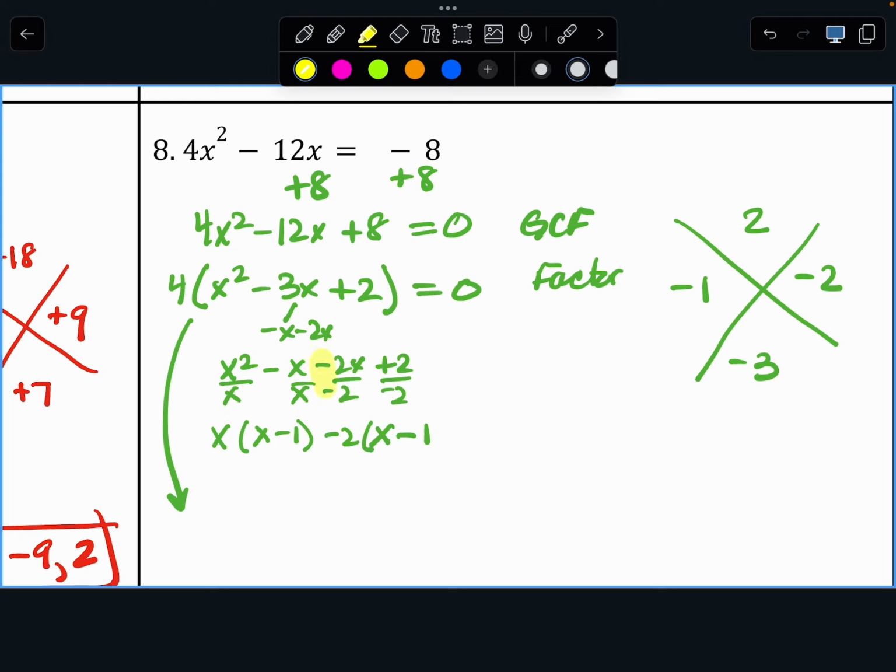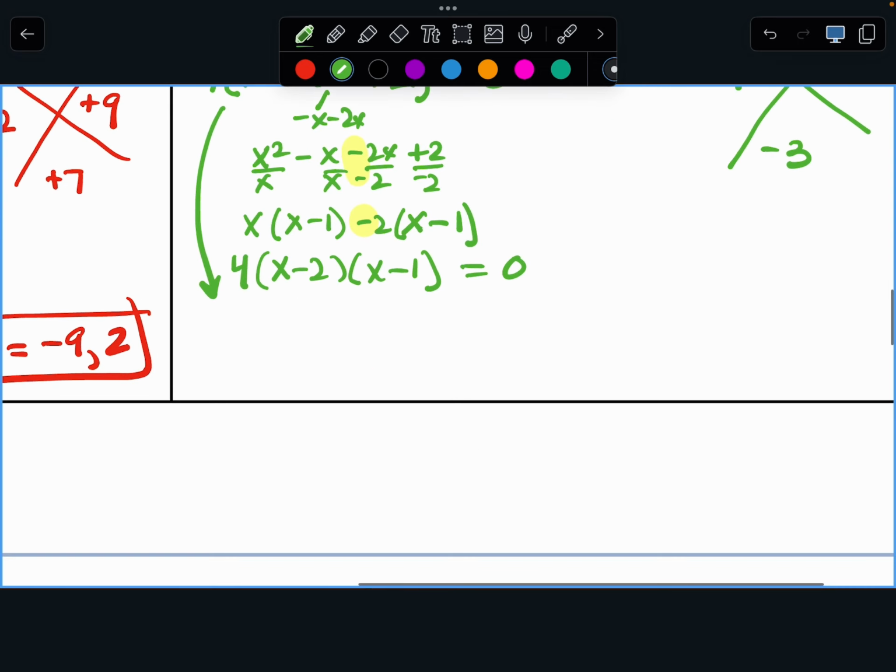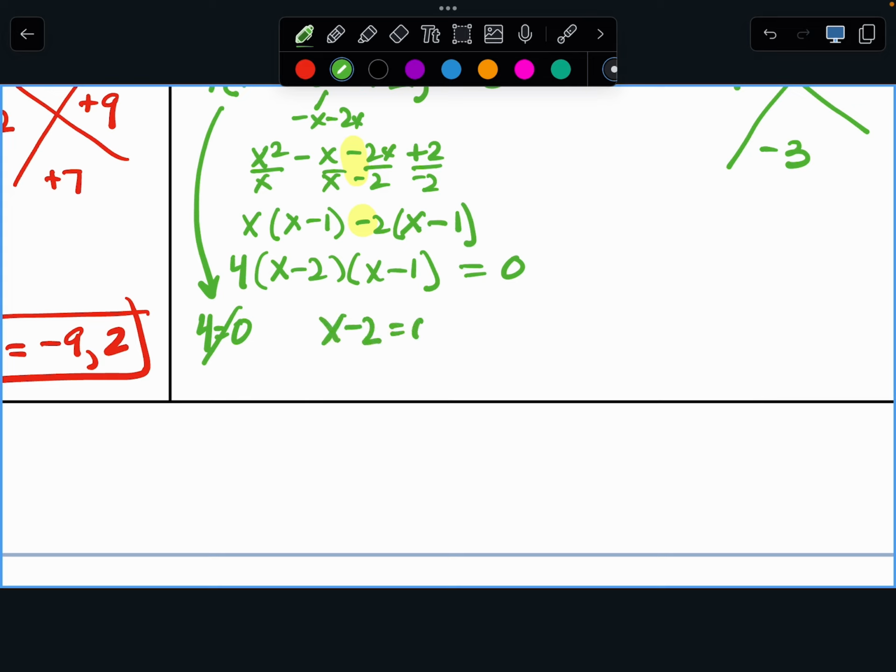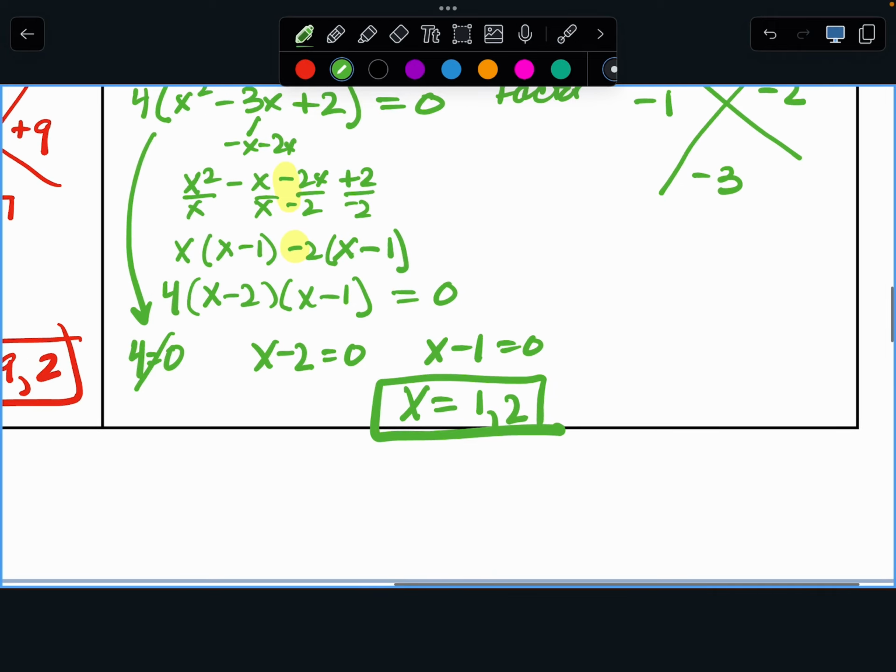Again, notice that this negative, I take it out so that I can have it on the outside of my parentheses. So x minus 2, x minus 1, with my 4. Again, 4 doesn't equal 0. So it's either x minus 2 equals 0 or x minus 1 equals 0. So x is 1 or 2. It's both.